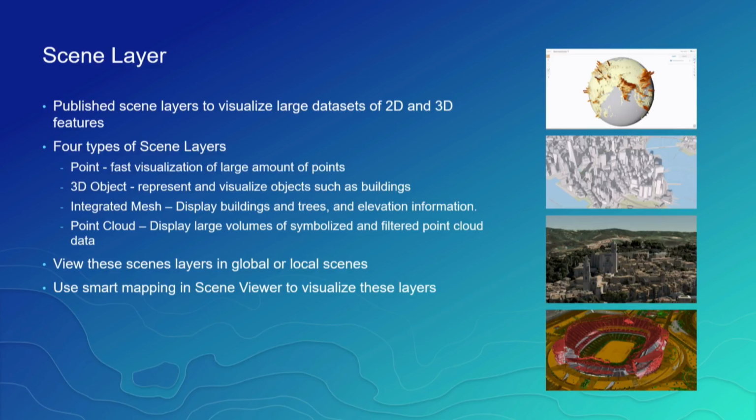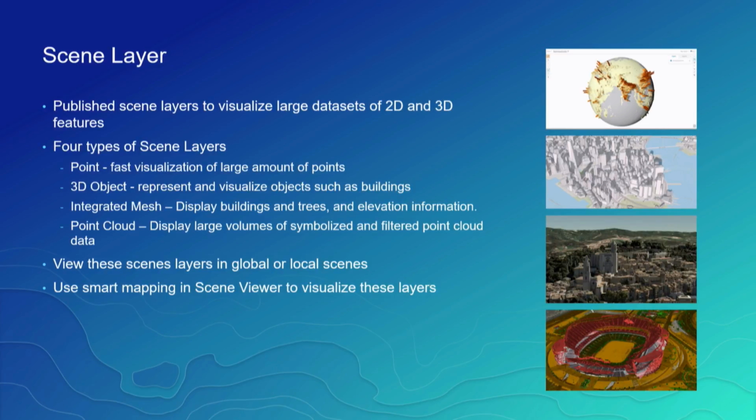And finally, we have point cloud scene layers, and these are great for looking at LAS data or LiDAR data that you had. You publish them to ArcGIS Online or your portal, and you can use smart mapping to style them to look at RGB or classification, intensity, or elevation. So you can style them within the scene viewer as well.